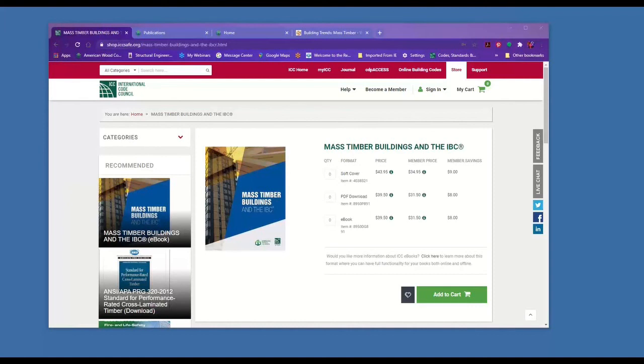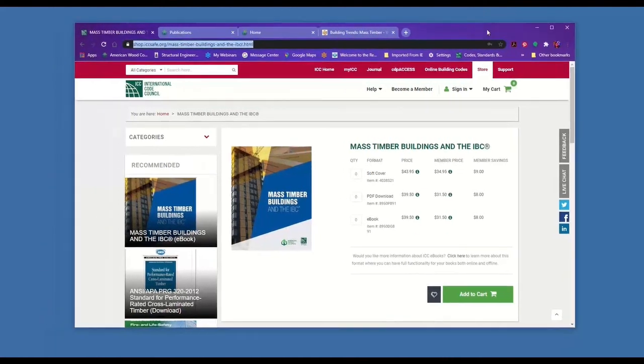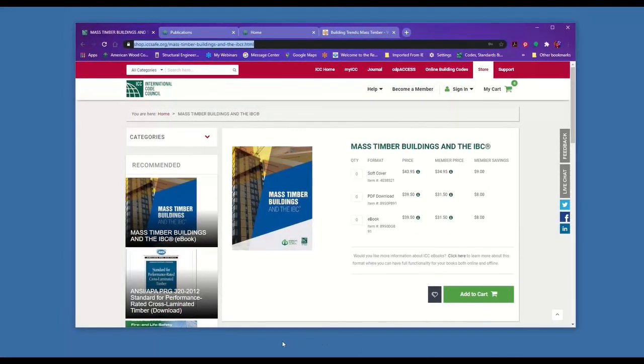So it'd be a great resource for you, as are almost all, or I think all, of the ICC publications when it comes to helpful hints and tips and information. It's where you can find information, whether you're dealing with chapters 1 and 2 on administration and definitions, or you want to know a lot of the detail on the new types of construction. It's all included in this publication. So a really good resource for those of you that think you're going to start getting more and more into the use of mass timber in your building construction.